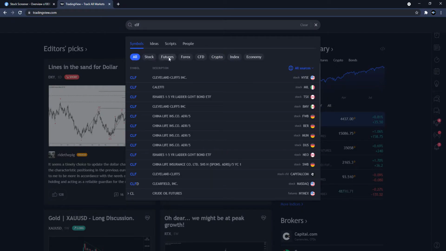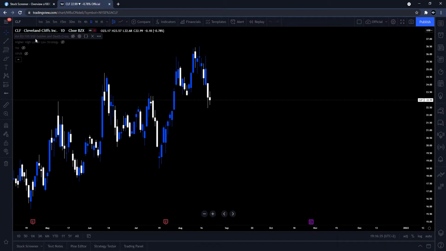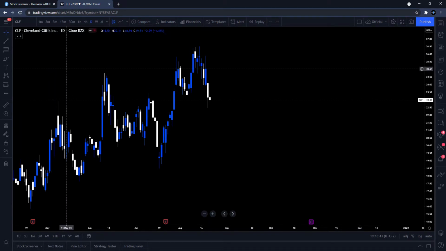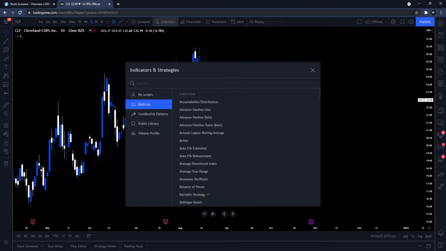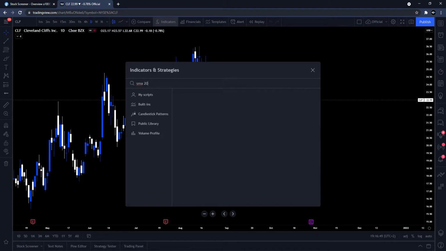So we can launch the chart for Cleveland Cliffs, and we're going to take a look at it. I also have a chart right here with the 50, 100, and 200 moving averages. I will not be turning that on, but let me just add the moving averages real quick for you guys. SMA 200.